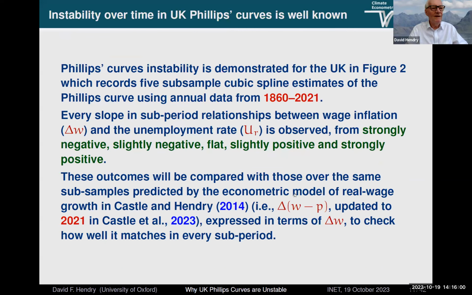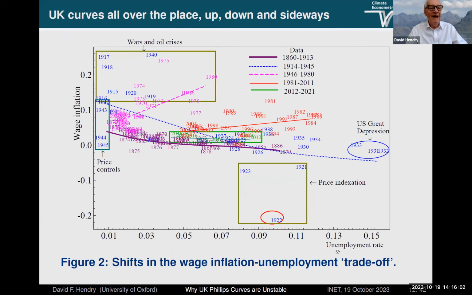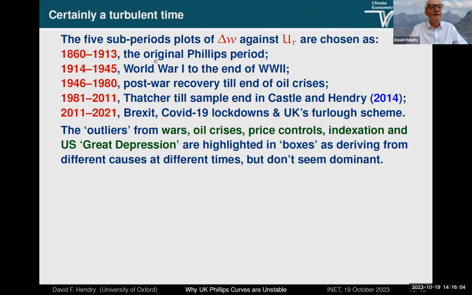Must come slightly rather later than I remember. So the sub-periods are Bill Phillips' original period, World War I to the end of World War II; the post-war recovery till the end of the oil crises; the start of the Thatcher regime till the sample end that Jenny and I had in 2014; and then the period with Brexit, COVID-19, lockdown, and the UK's furlough scheme. And notice it was completely flat over that.